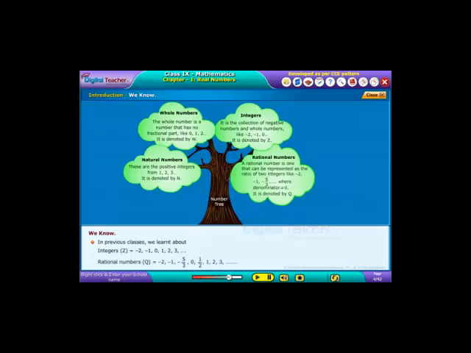Rational numbers. A rational number is one that can be represented as the ratio of two integers like -2, -1, -5/3 and so on, where denominator is not equal to 0. It is denoted by Q.